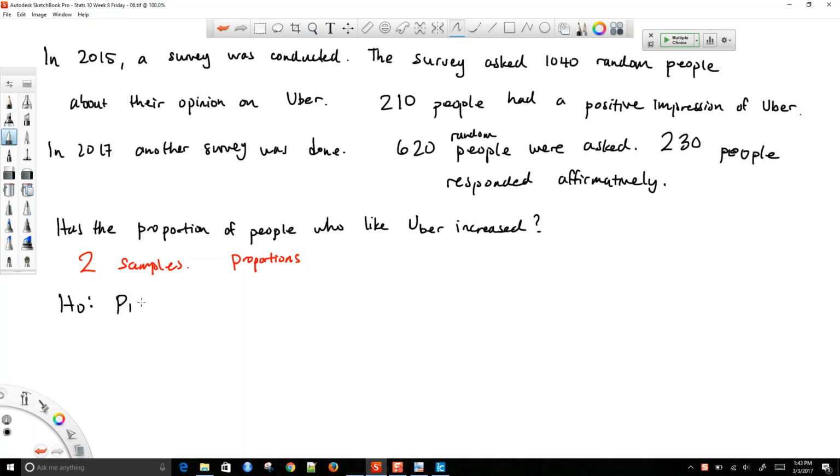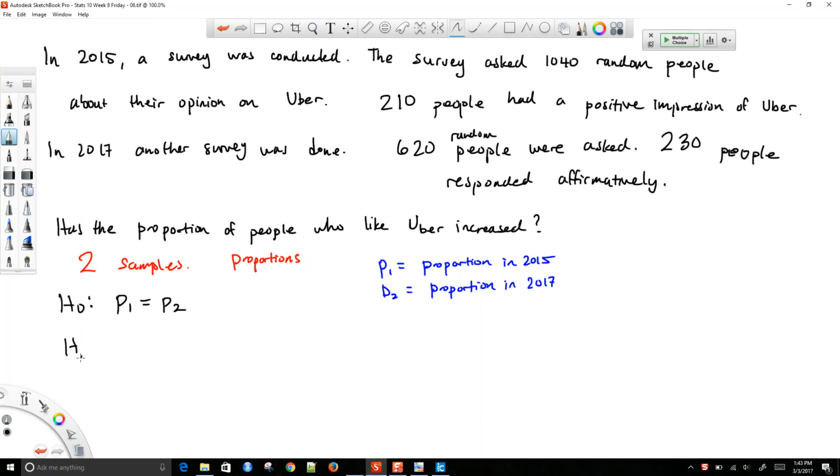The null hypothesis is that P1 is equal to P2. Okay, so we can say that P1 will be the proportion in 2015, and P2 will be the proportion in 2017.